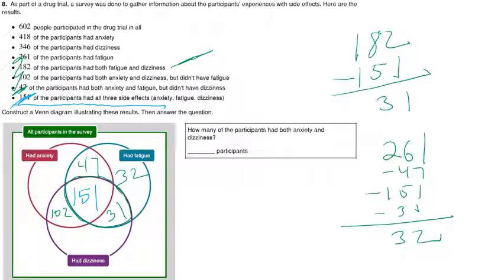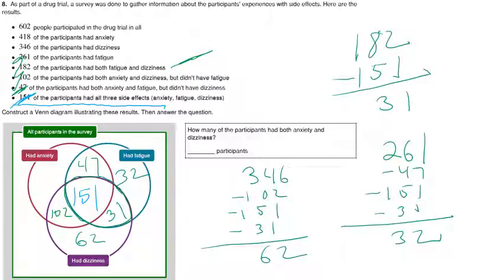346, I'm running out of space here, 346 had dizziness, showing in the dizziness circle. But again, we already found 102, we found 151, and we had 31. That already belonged to that circle. So we're missing 62 people. And there's only one place these people can go because there's only one region left over.